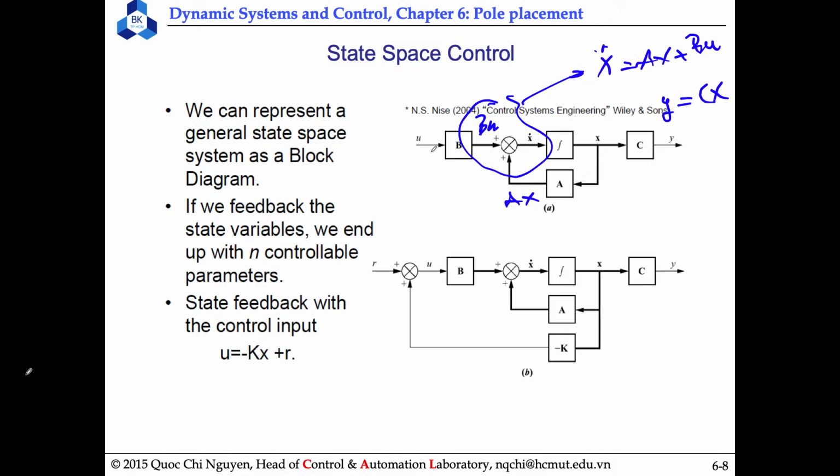If we make our subsystem here plus D, here we have the matrix D, which becomes DU, and the output becomes CX plus DU. Okay.